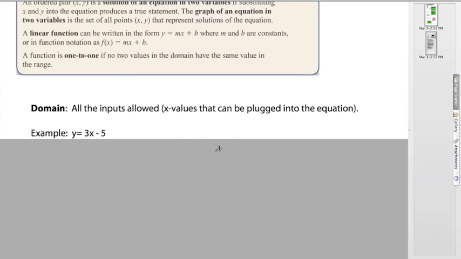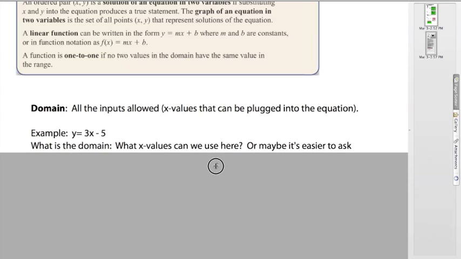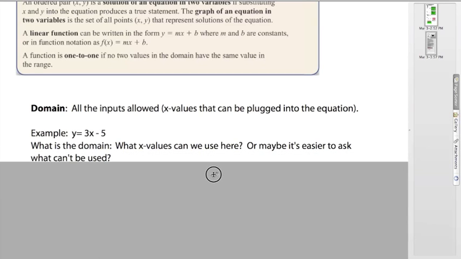Sometimes it's easier for us to ask not what can I use, but what can't be used. Maybe everything except for just a small number can be used, or maybe everything can be used. And so we have to ask ourselves, if I look at the equation y equals 3x minus 5, what numbers would give me a problem? If I plug it in, what numbers are going to give me something that says undefined? Or in my calculator, I would get something like an error.